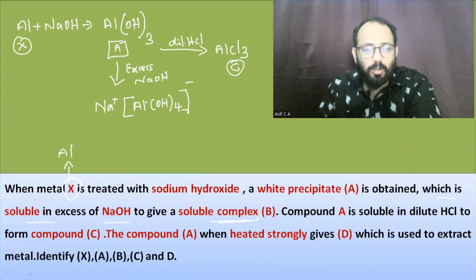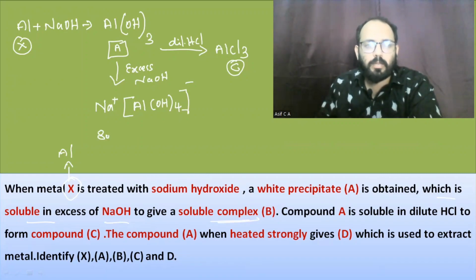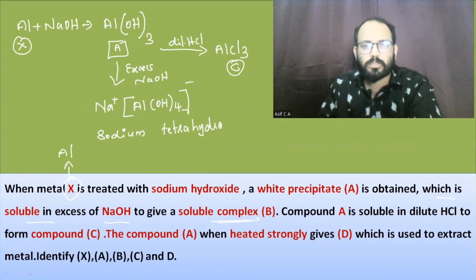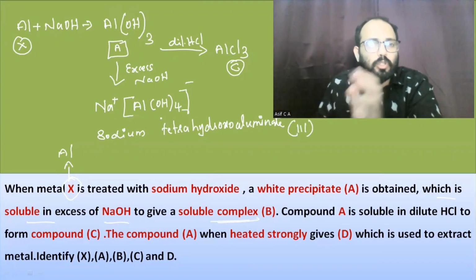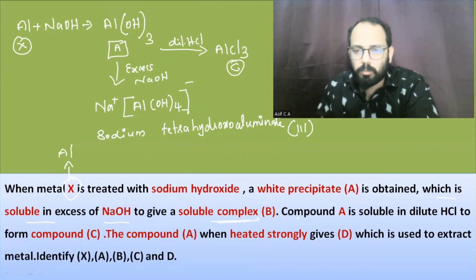Sodium tetrahydroxoaluminate(III). We have already written the name. Okay, I can write the name once again. Sodium tetrahydroxoaluminate, with aluminum in the 3 oxidation state. So you got a soluble complex.